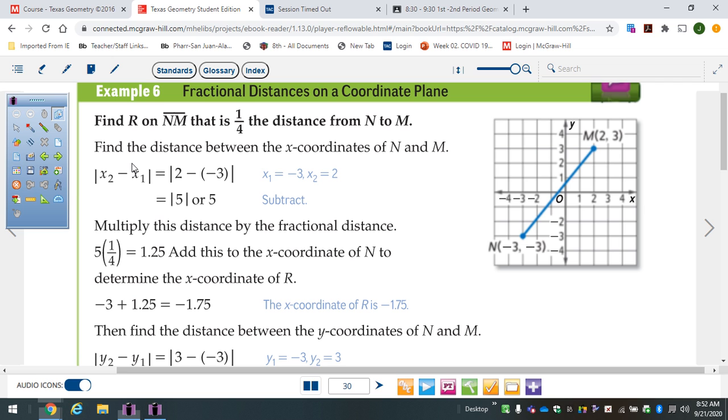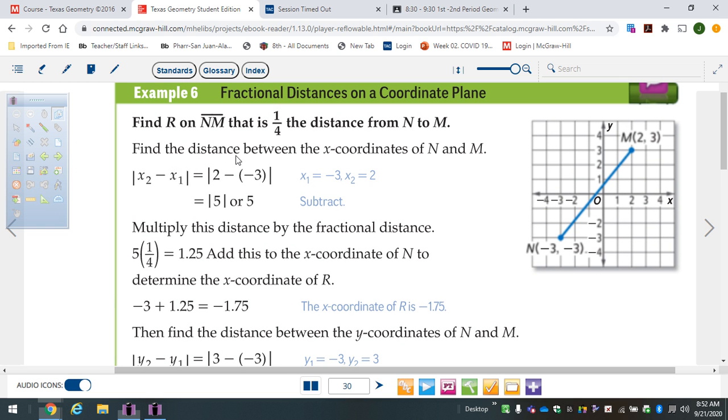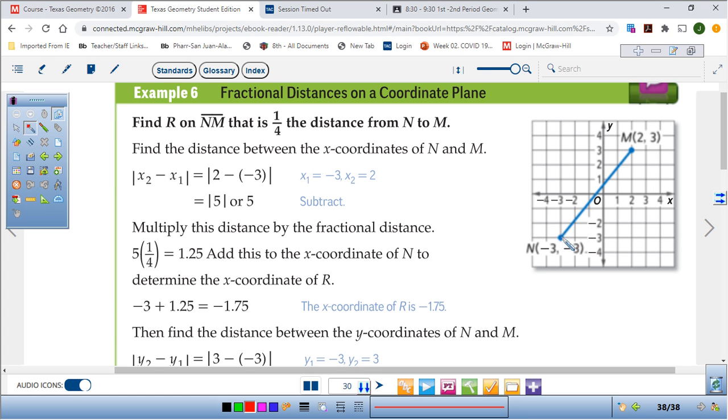So let's go through the book. Remember, Eileen, this is page 30. Let's find the distance between the x coordinates of N to M. They want to figure out this distance right here. Let's think about what they're doing. Remember how I told you that instead of going the whole distance from here to here, and last time we went half, they're going to say do what?